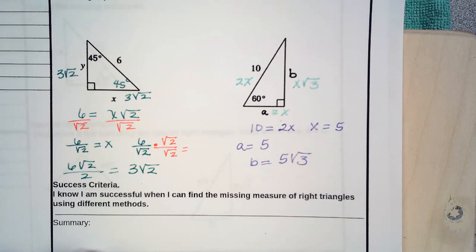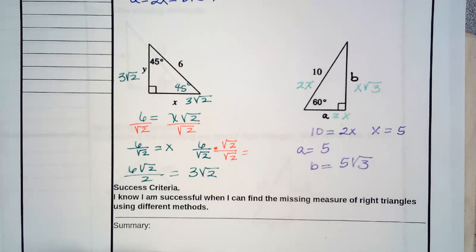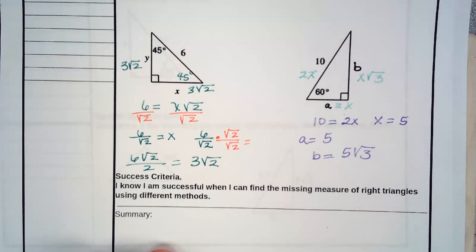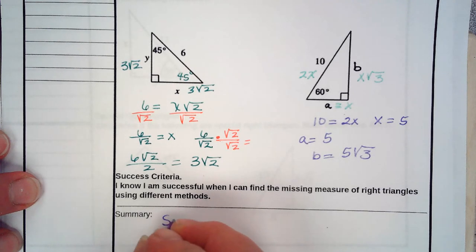So how do you know when you're successful? You know you're successful when you can find missing measures of right triangles using any method. So these are special right triangles.